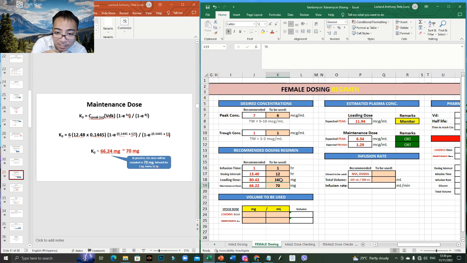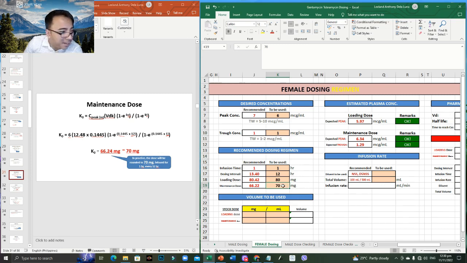Right? Pero sige, ang sabi natin is 80. Let's stick with 80. Okay, dito, ito yung loading dose. Now, tingnan natin class, 70 kasi ito ang maintenance dose. Ang lalabas daw is 6.34 na peak concentration at 1.29 na trough concentration, which is pretty much okay, right?